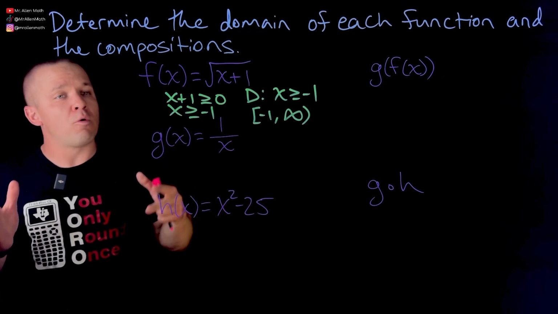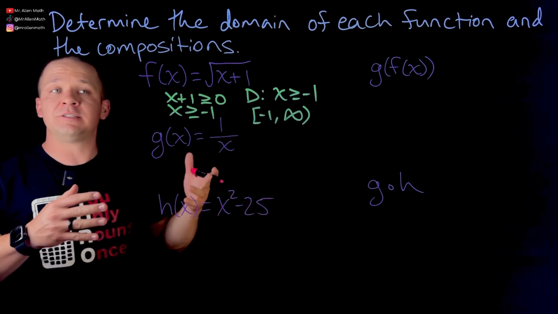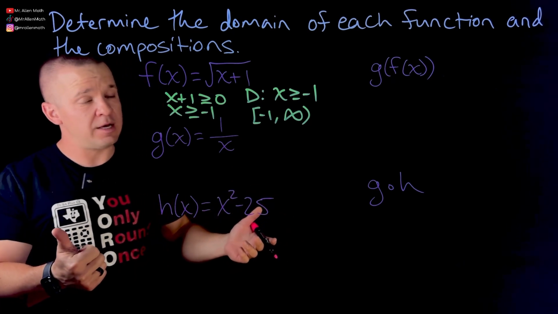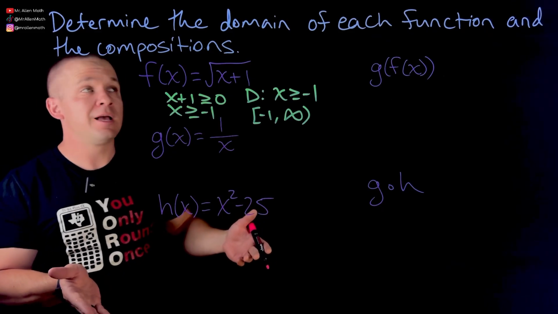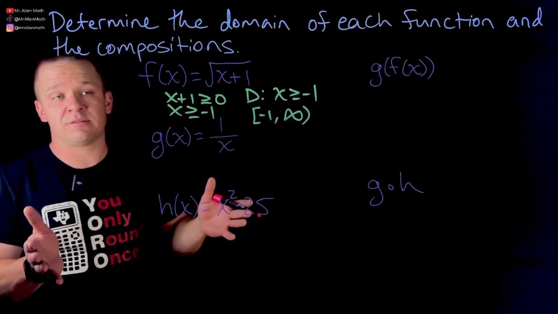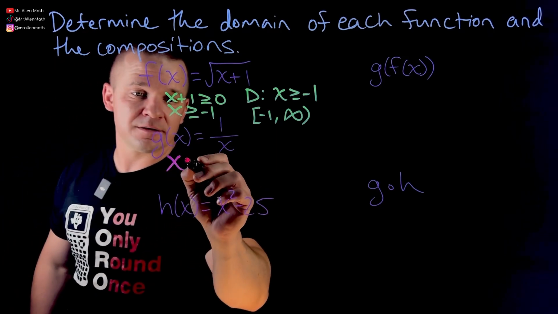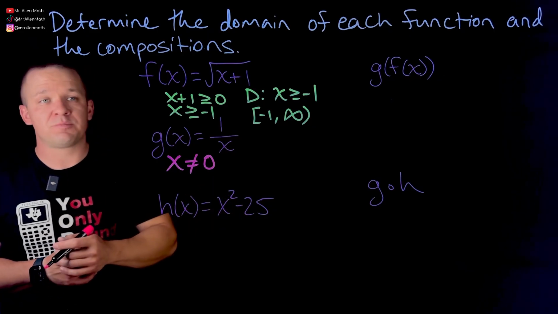Next one, a rational function, meaning like a fraction, right? So what am I not allowed to divide by? I can't divide by 0. Anything else? Can I divide by negative numbers? Yeah, that's cool. Can I divide by positive? Yeah. Can I divide by fractions and decimals? Yes. The only thing you can't divide by is 0. So here we're just going to say x cannot equal 0. Cool? I think that's pretty straightforward.